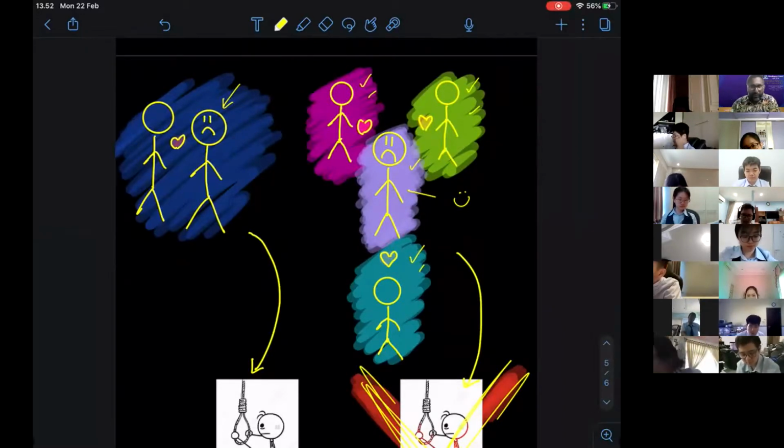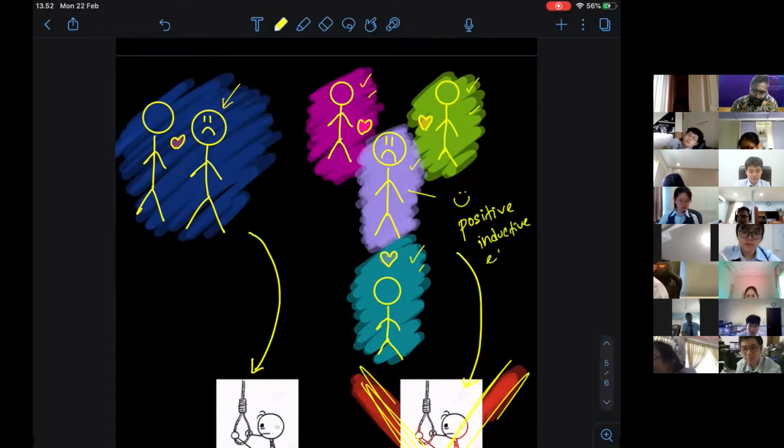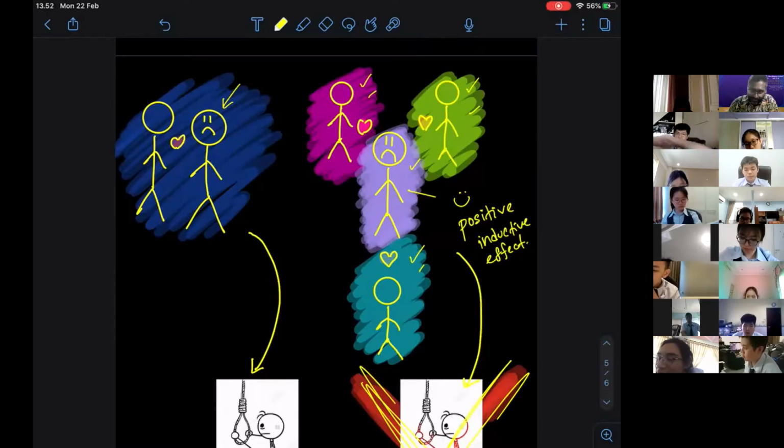This is what I want you to remember whenever you think about the positive inductive effect. The positive inductive effect is when the R group pushes the electron to the carbocation. The positive charges become less and are spread out to the other atoms, and this makes the carbocation more stable. You can remember it that way.